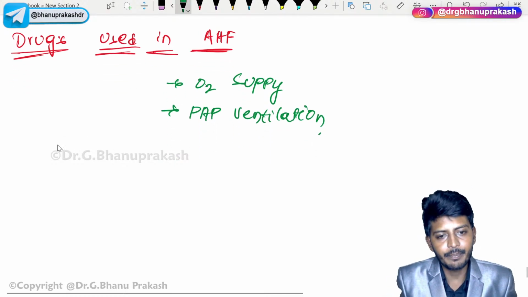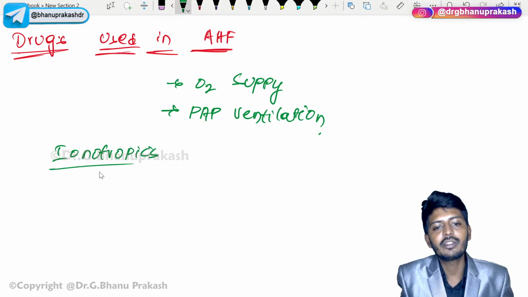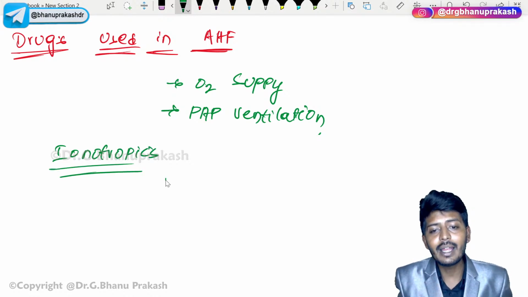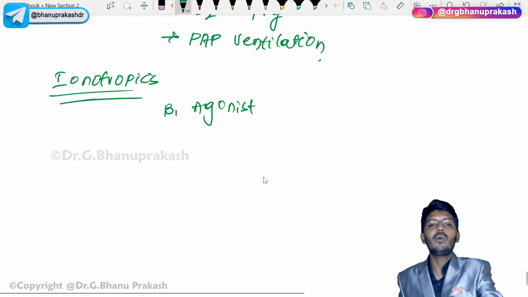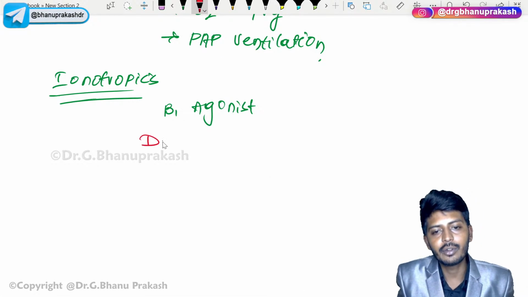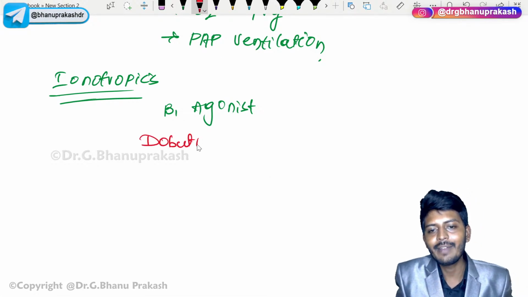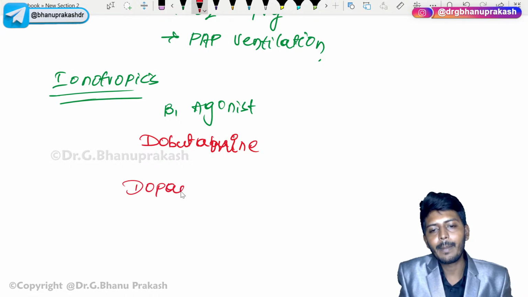Apart from that, we can use an inotropic agent. Which are the inotropic drugs we have? Any drug which stimulates the beta 1 receptor. Beta 1 agonists are widely preferred drugs. We have a drug called dobutamine, and we have one more drug called dopamine.